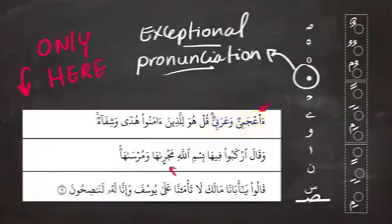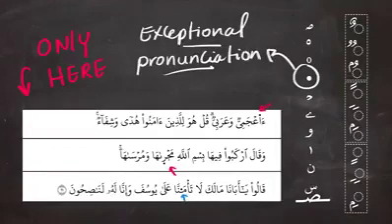Next example, and when it comes under the ra, and in this case you will do what we call imala, which is not fully pronouncing the alif, and it would sound like that. بسم الله مجريها ومرساها. The last example is when it comes above the meem, replacing the noon.